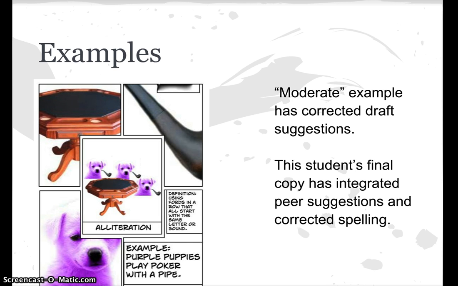So her sentence was "Purple puppies play poker with a pipe" for alliteration. And in her previous page, she had things that were misspelled. She decided to change and find some purple puppies and illustrate her example using photography that she found out on the internet. So this was really a well-organized example now, and it had a good sentence definition. All the elements are there, so this is a good example.